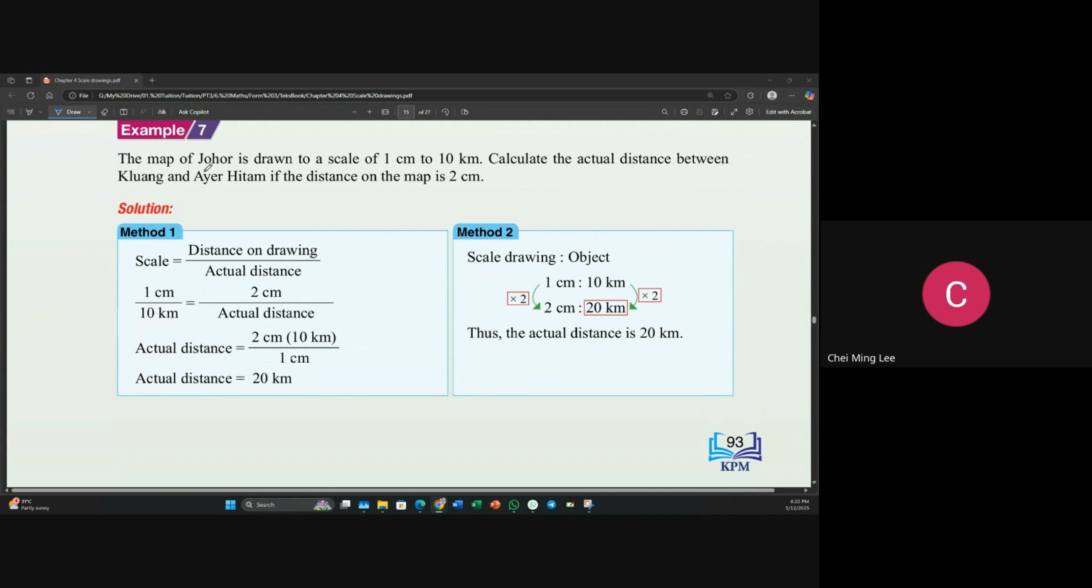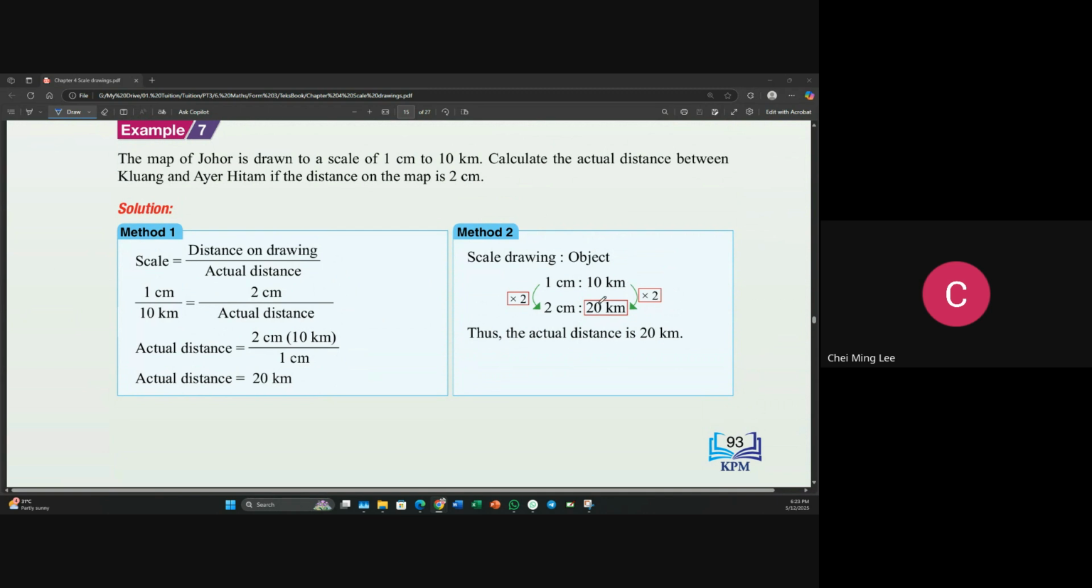Okay, so the map of Johor is drawn to a scale of 1 to 10. 1 cm to 10 km. Calculate the actual distance between Kulai and Air Hitam if the distance on the map is 2 cm. You see, 1 cm to 10 kilometer. So 1 divided by 10 equals 2 divided by actual distance. So this one moves here, this one moves here. So you get 2 times 10 divided by 1. So you get 20 kilometer. Okay, correct?